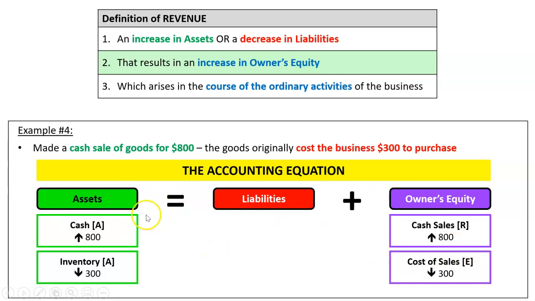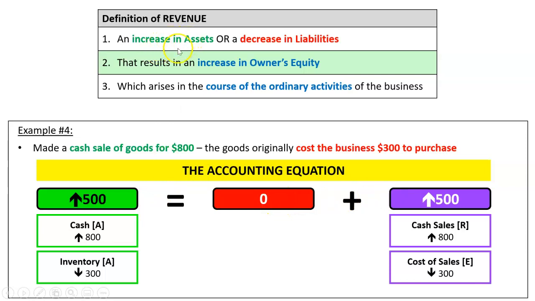What has happened overall? Well, assets have gone up 800 and down 300. So that's a balance of up 500. Nothing happened here. Owner's equity went up 800 but down 300, so it went up 500. So why is this a revenue? Well, let's go through our definition.